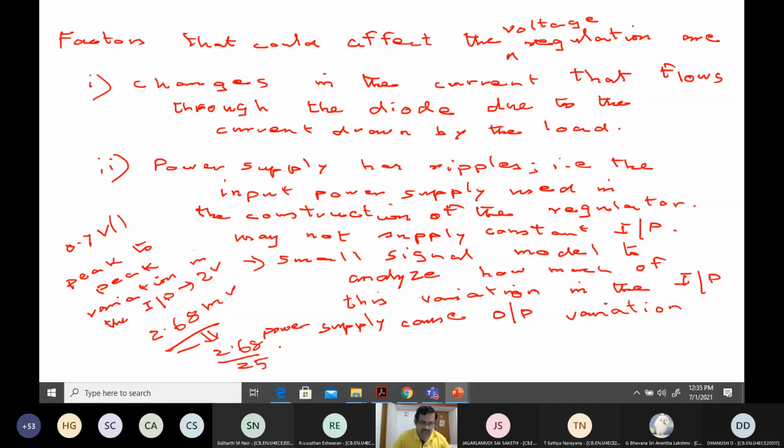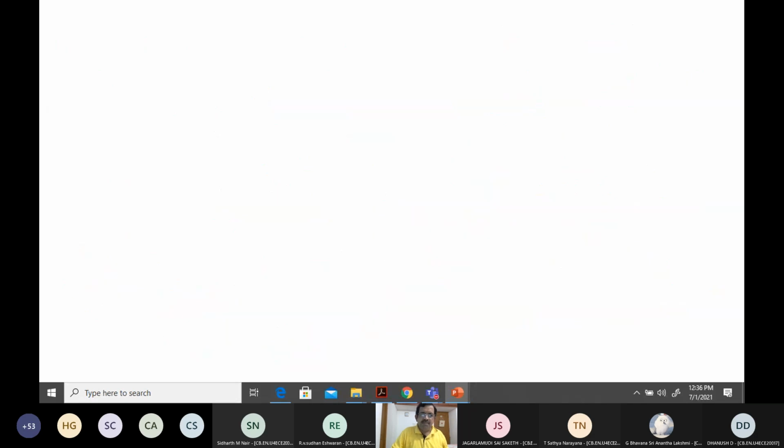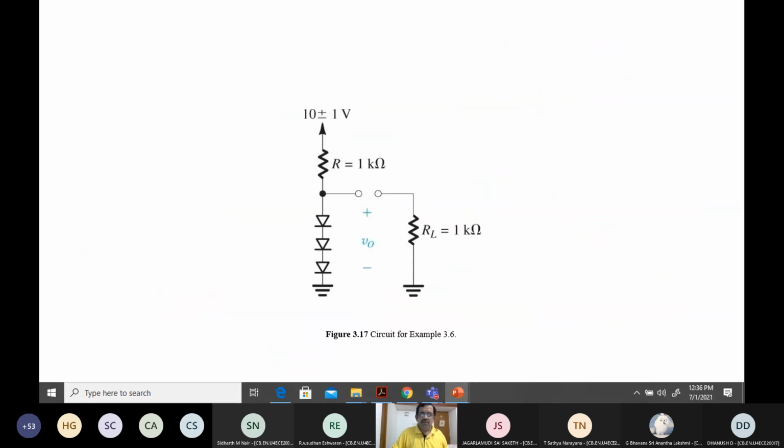That is typically much less than 1, around 0.13 or something. Therefore, the use of the small signal model to perform linear analysis of the circuit with the diode is very much in place and justified. So with this introduction, I am going to exemplify a problem, and we'll do that problem.